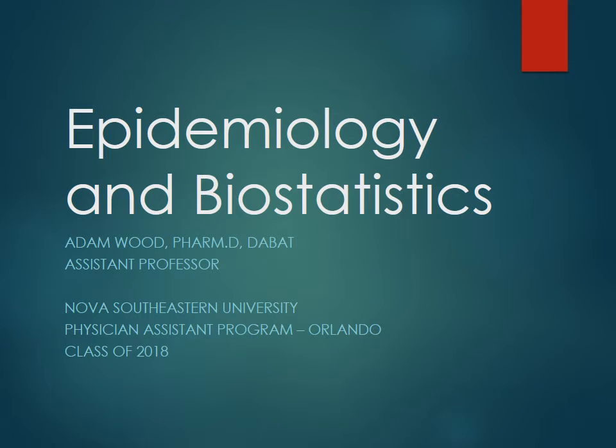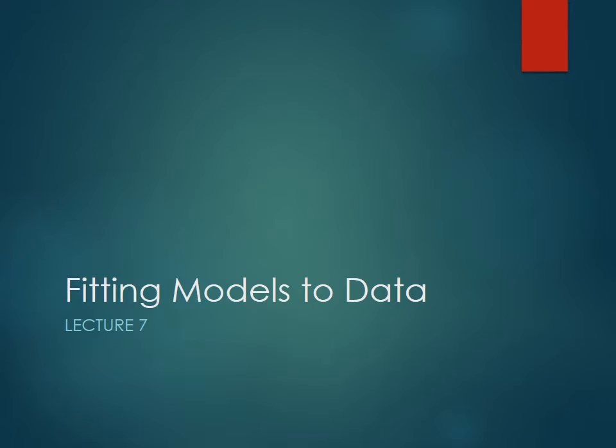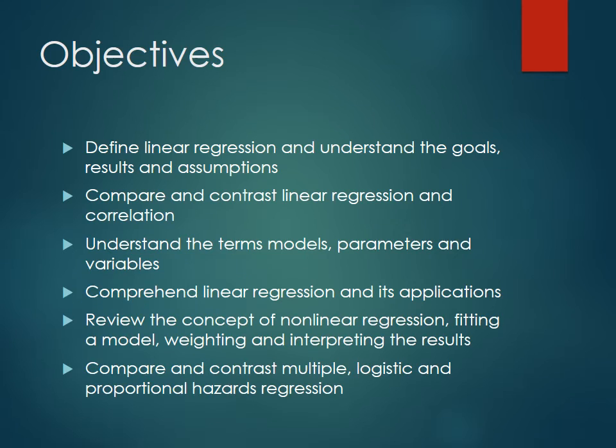All right, so we're going to continue on with lecture 7, fitting data, or models to data. Some of the things we're going to do for this section is define linear regression and understand the goals, results, and assumptions of that. We're going to compare and contrast linear regression and correlation. So again, talking about R and R squared values.